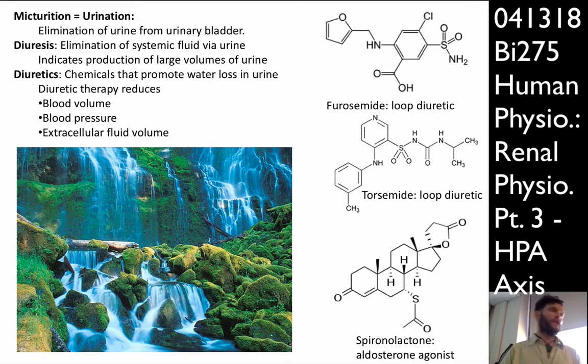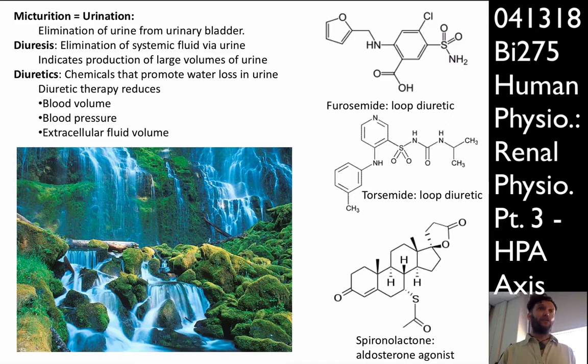So I have a couple more definitions so that we can have a more sophisticated conversation. Just the words micturition, first of all. Micturition is essentially urination. It's another word for urination. It's the elimination of urine from the urinary bladder. On the other hand, the word diuresis is the elimination of systemic fluid. All right, micturition is a process of the urinary bladder.